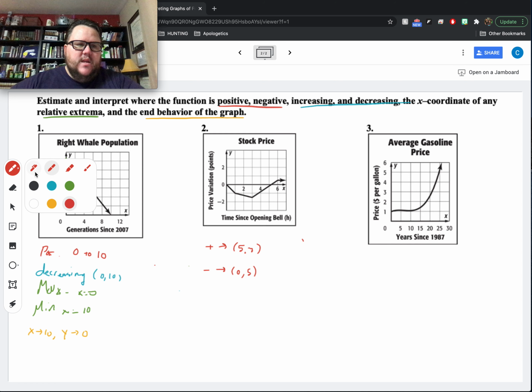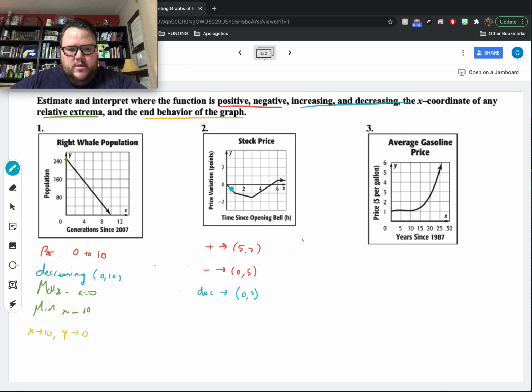All right. Increasing or decreasing? Well, let's do our decreasing first because that's where it starts. So it's decreasing from 0 to 3. Then all of a sudden it's increasing, so increasing the rest of the way, from 3 to 7.